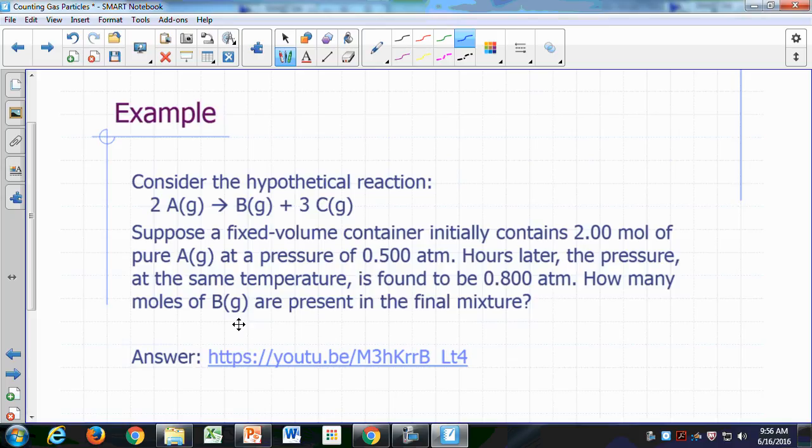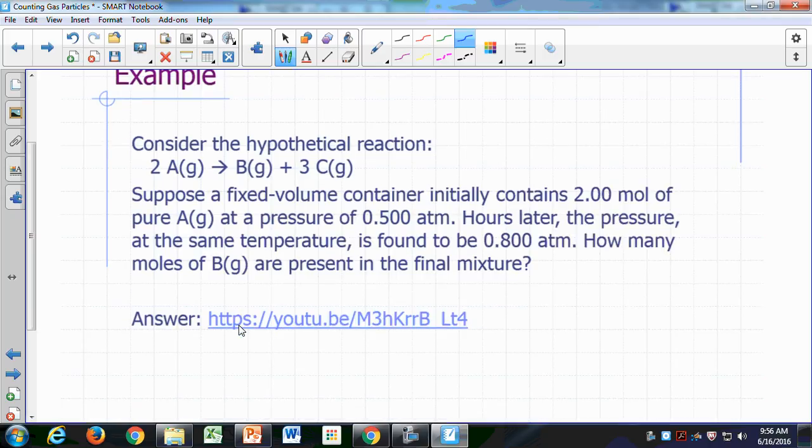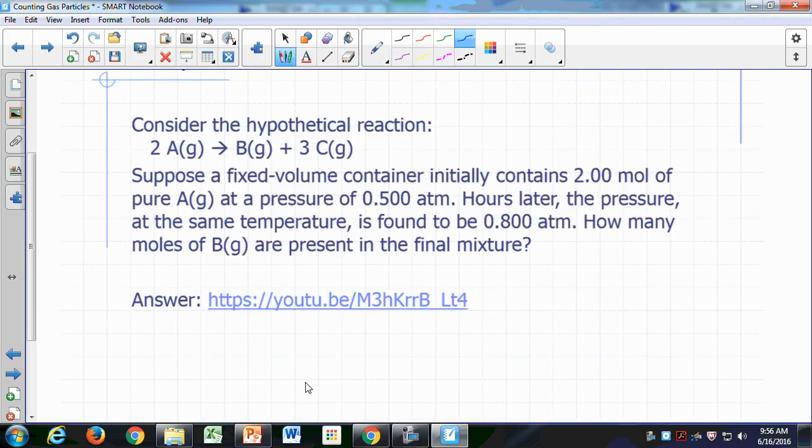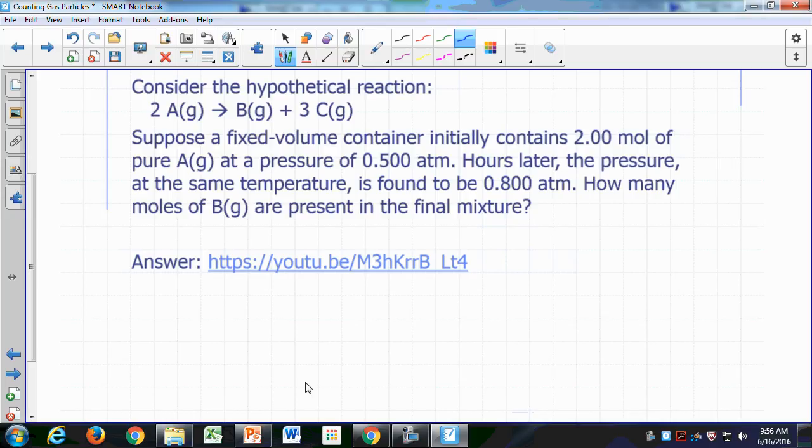But let me just give you an outline of how to work this. This is best done using the extent of reaction method, using the ICE method. So what you would do here is create an ICE table for A, B, and C, and tabulate your initial conditions.